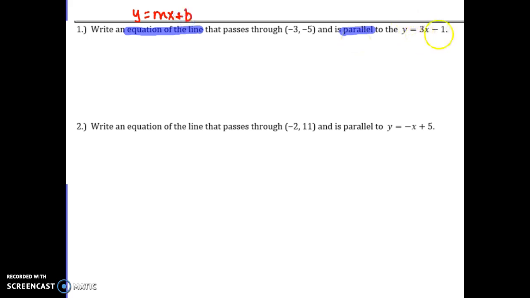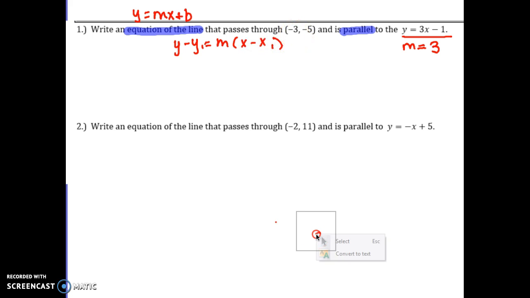So that means I look at this equation and pull out my slope. My slope is 3. A parallel line actually would have the same slope. So I'm going to use that slope with that point and go back to point-slope form again. y minus y1 equals m times x minus x1, and I'm going to put in this point. So I've got y plus 5 is equal to the slope 3 times x plus 3.